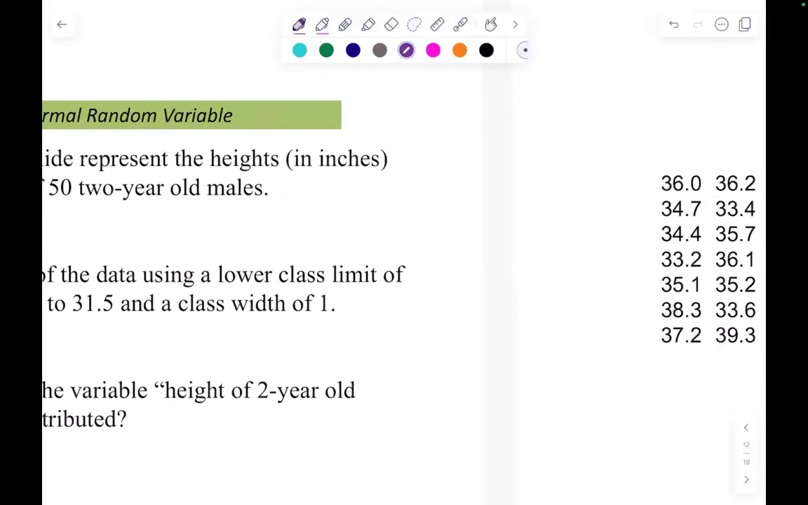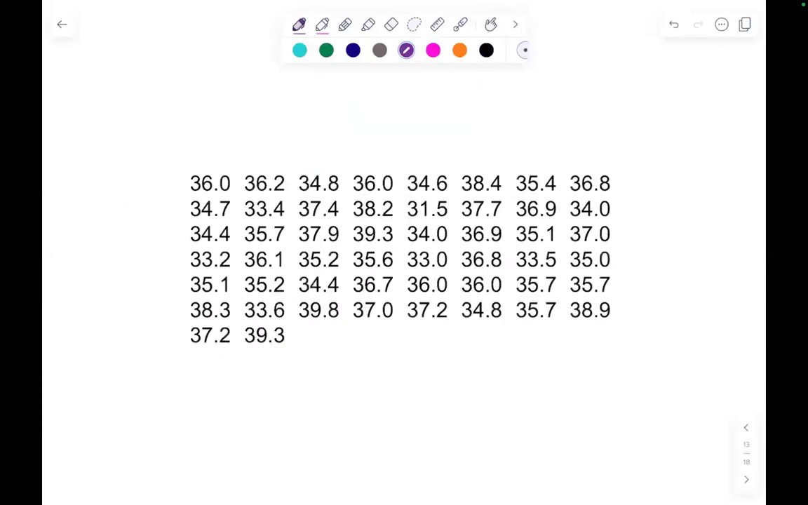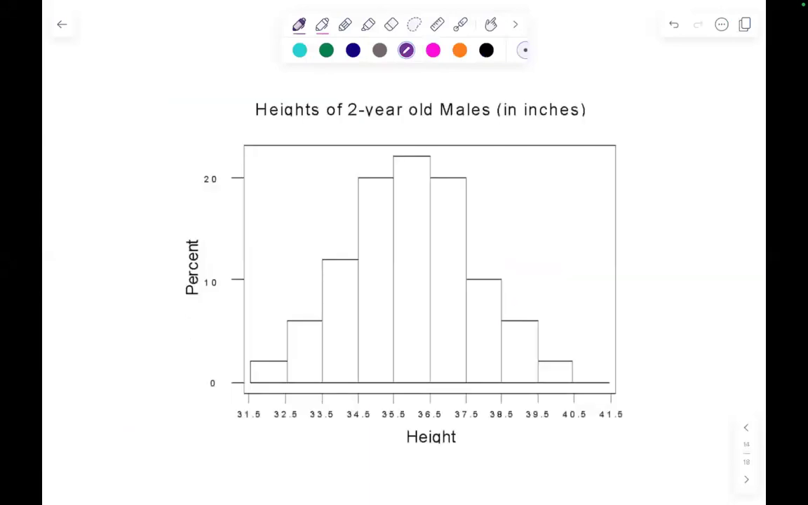Okay. Here's all the data. Don't worry, you don't have to put it in your calculator. But this is 52-year-old males and their height. Here is my nice pretty graph. So I can draw this nice bell over top of it. It's a nice bell curve. So we have a nice pretty bell curve right over top of this. So clearly this is normally distributed.